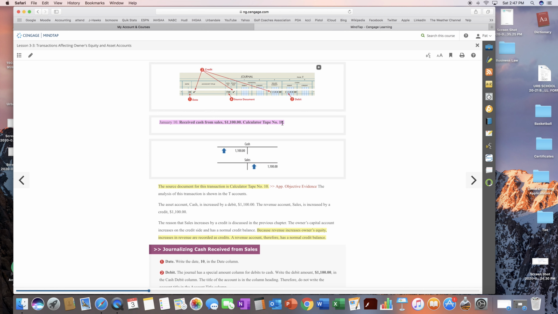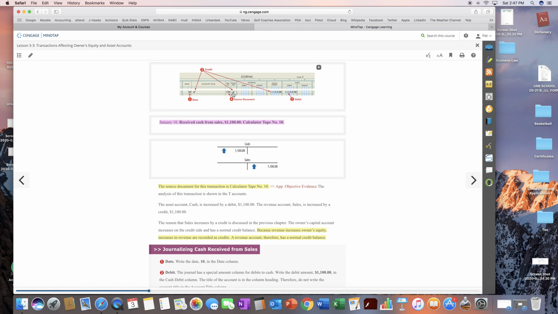Before, we used pre-numbered receipts, sales slips, invoices, memorandums, and checks for our numbers, but for our source document for receiving cash from sales, the calculator tape is the document. That's what they're talking about here. This explains the T account. We increase cash with $1,100, and we increase sales, which increases owner's equity.